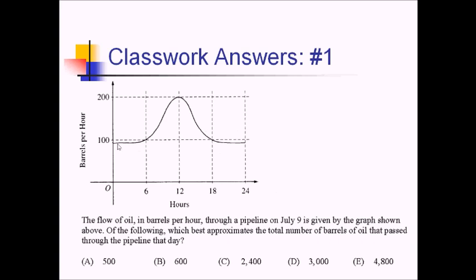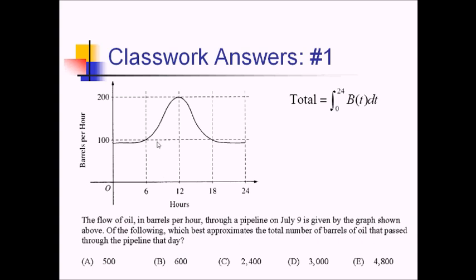I'm going to call this graph B of t, which is just the rate of change of barrels. I need the integral from 0 to 24 of B of t dt, which is to say I need the area under this curve. Now, I have no idea what this function actually looks like algebraically, so I'm going to have to estimate, because they did say approximate here.